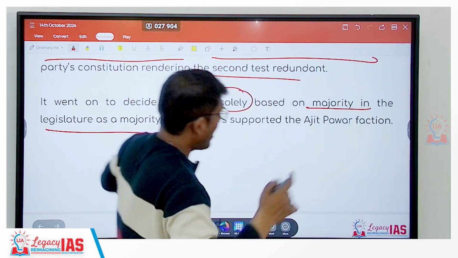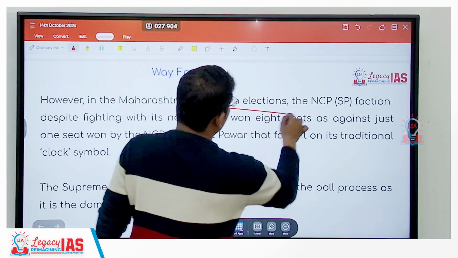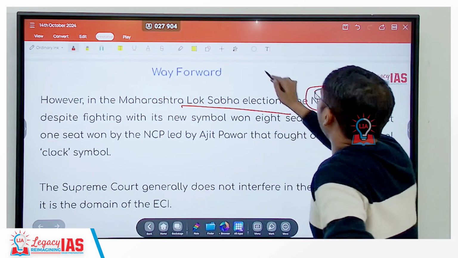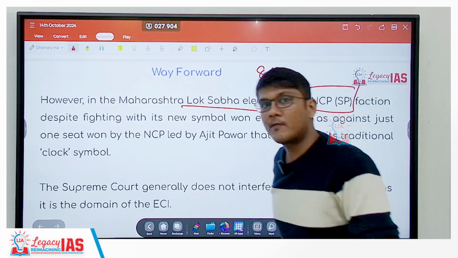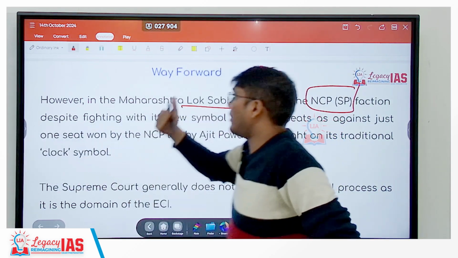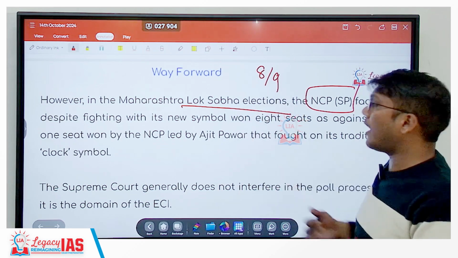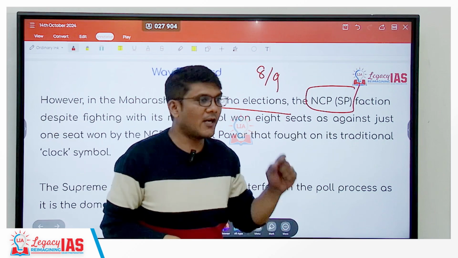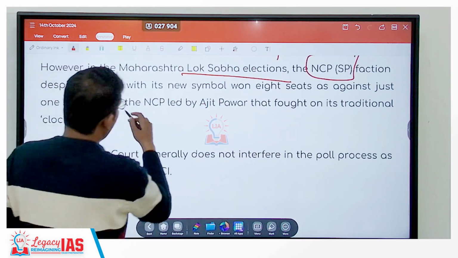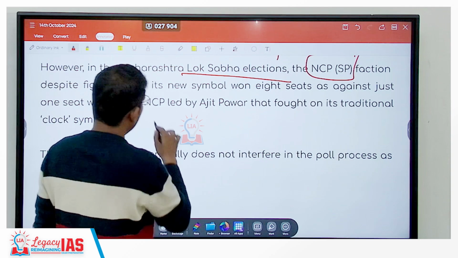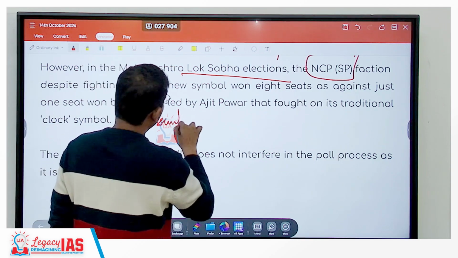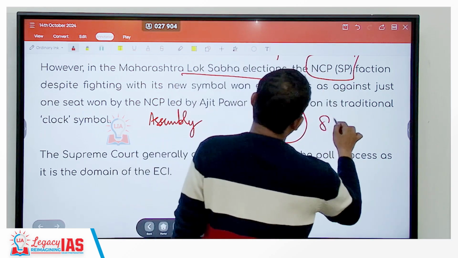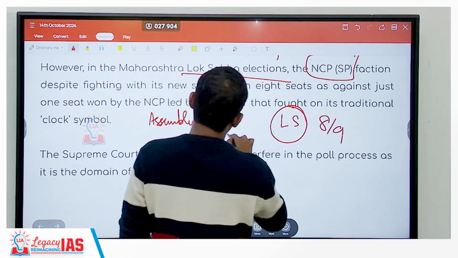But now what has happened? After that, the Lok Sabha elections took place. Now when the Lok Sabha election took place, NCP SP won 8 out of the 9 seats. So at a national level, this is the party which is gaining more power, more clout, right? So now again the decision probably needs to be rechecked, and it begs to be rechecked because NCP has more seats in the assembly, but the NCP SP faction has got more seats in Lok Sabha, that is 8 out of 9, and here it was 51 out of 53.